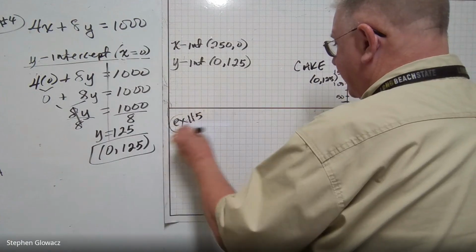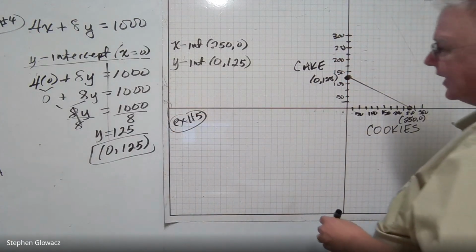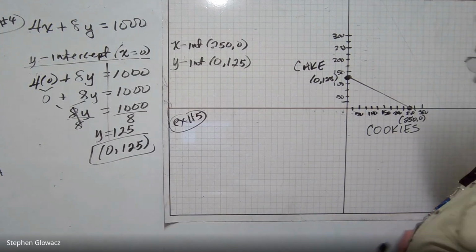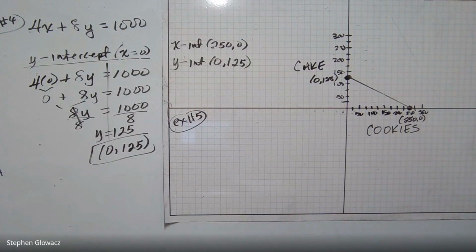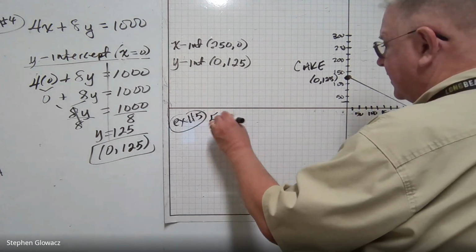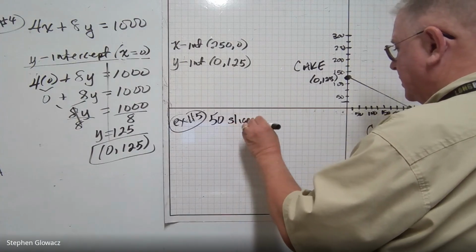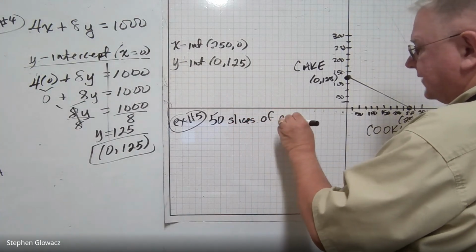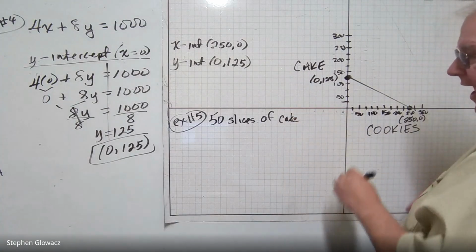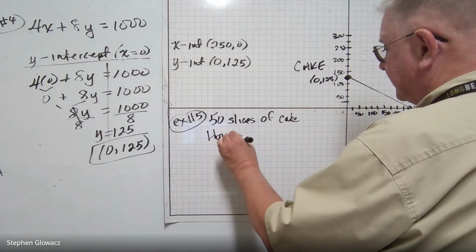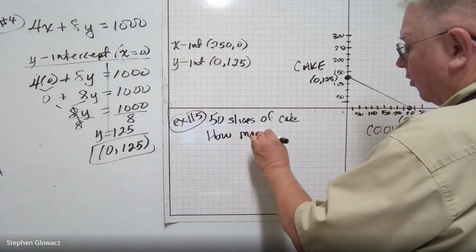So let's put that here. The question we're going to be answering is, if we sold 50, we're going to use 50 slices of cake. So that's, we're given that we sold that. How many bags of cookies must we sell to meet our goal?